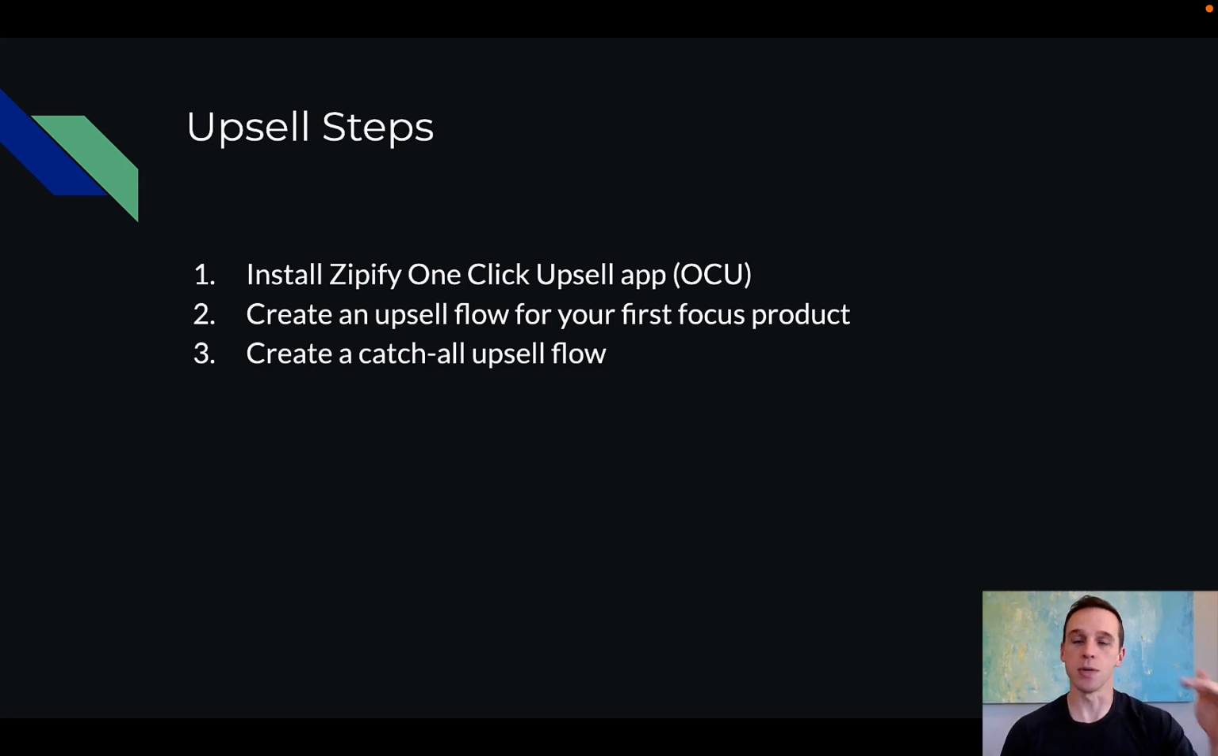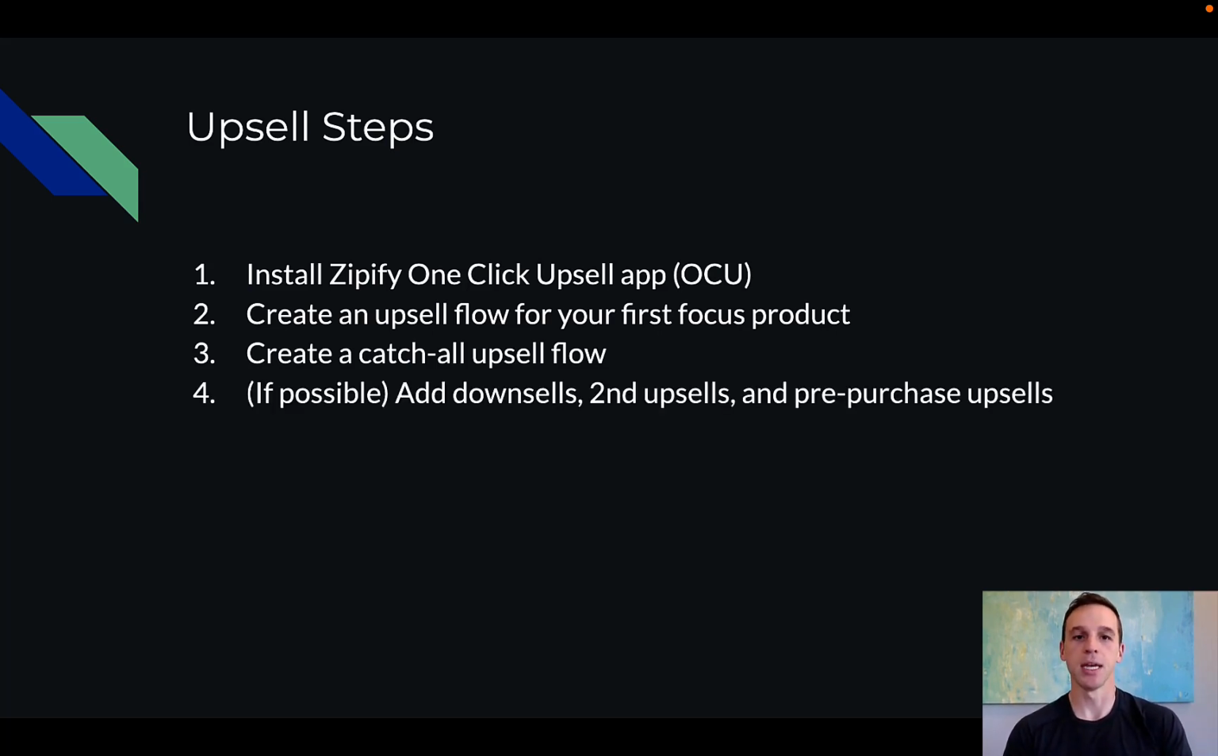So you can create unique upsell flows for every single product in your store. It's just at some point it's kind of diminishing returns. So I like to create some for the top products, and then I like to have an upsell flow that just makes sure we're trying to upsell something for every product that we haven't created a unique flow for. This will probably make more sense in a second. And if you have time, if you really want to go further right now, or you can wait to do this till later, you can add downsells, second upsells, and pre-purchase upsells, which I'll show you here in a second.